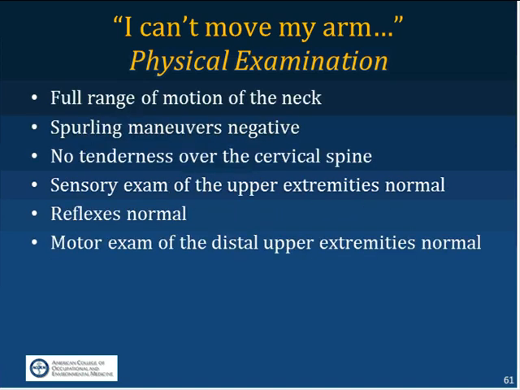Furthermore, this is the examine the joint above and below rule. His full range of motion of his neck, which is sort of not the joint, but it's above. And you're concerned about this because this might be a radiculopathy. However, the Spurling maneuvers on both sides are negative. There's no tenderness over the cervical spine. The sensory exam of the upper extremities is normal, which tends to argue against nerve root compression, as does normal reflexes and normal motor exam.